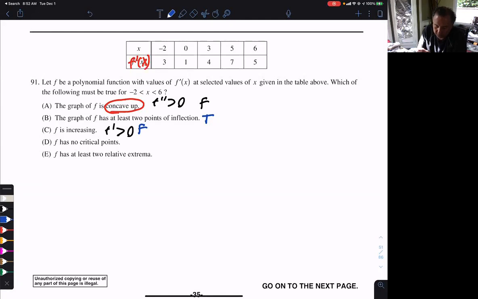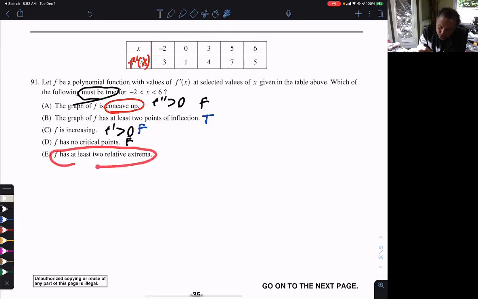f has no critical points. Is that true? It might be true. And once again, you might look at 3, 1, 4, 7, 5. Huh. A critical point is where the derivative is 0 or does not exist. Look, the derivative is never 0, so no critical points. Again, you're assuming. You don't know what happens between these 2 points. The derivative could have gone from 3 back to 0, back up to 1. So since you don't know, you can't state for sure that it has no critical points. It might not have critical points, but it might have critical points. So you can't say for sure, it doesn't have to be true.